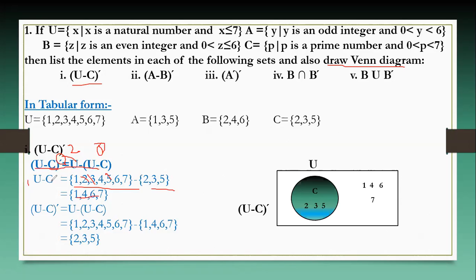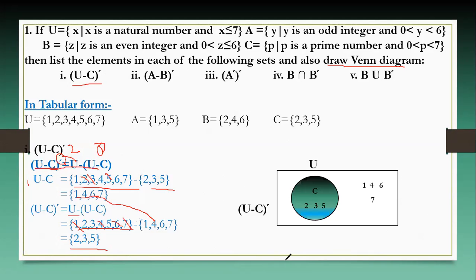Now, step number 2 is subtract this answer from U. This is your U and this is your answer 1, 4, 6, 7. Subtract it from U. After subtracting this answer of U minus C from U, we get 2, 3 and 5. How do we get 2, 3, 5? Cut the common elements and write the remaining elements of set 1. So we get 2, 3 and 5.